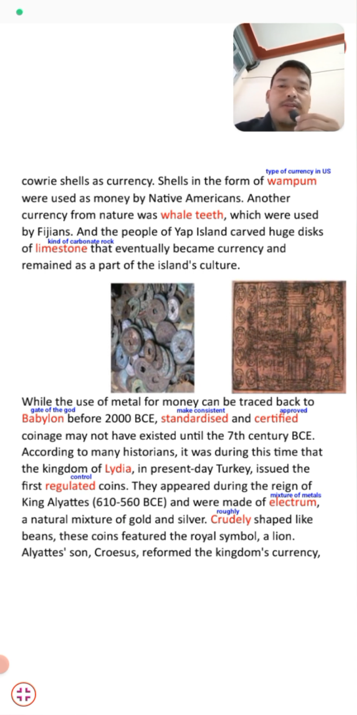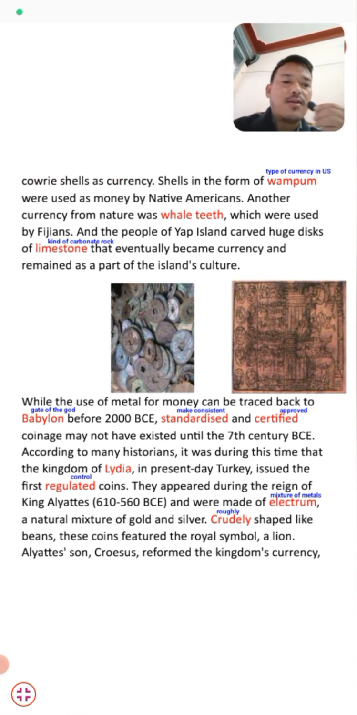This cowrie shell, which is small and very durable, was also used in the form of money by people of some European countries. Very interesting, students. It is a sea creature, and people started using it in the form of money.